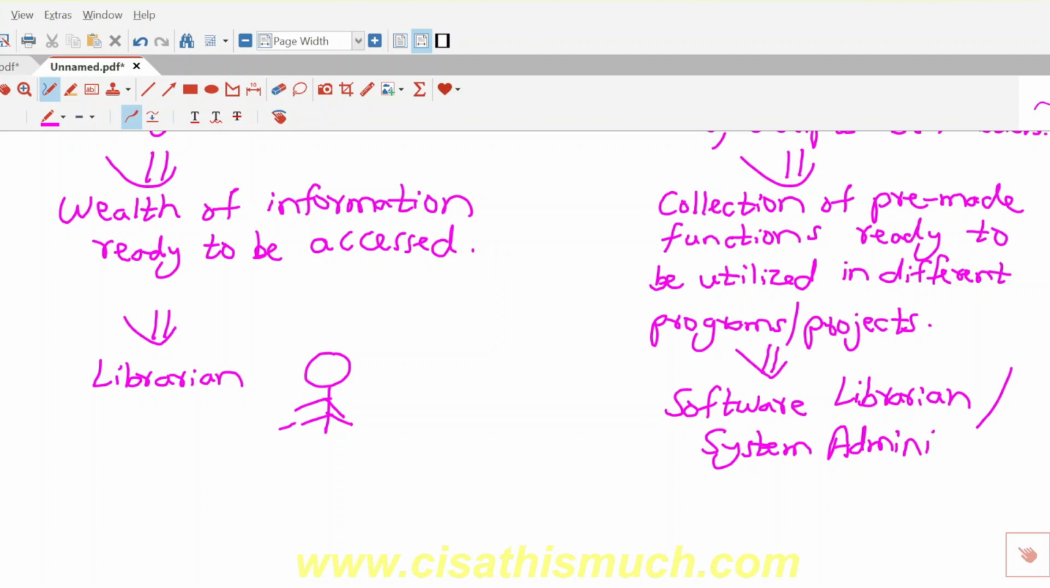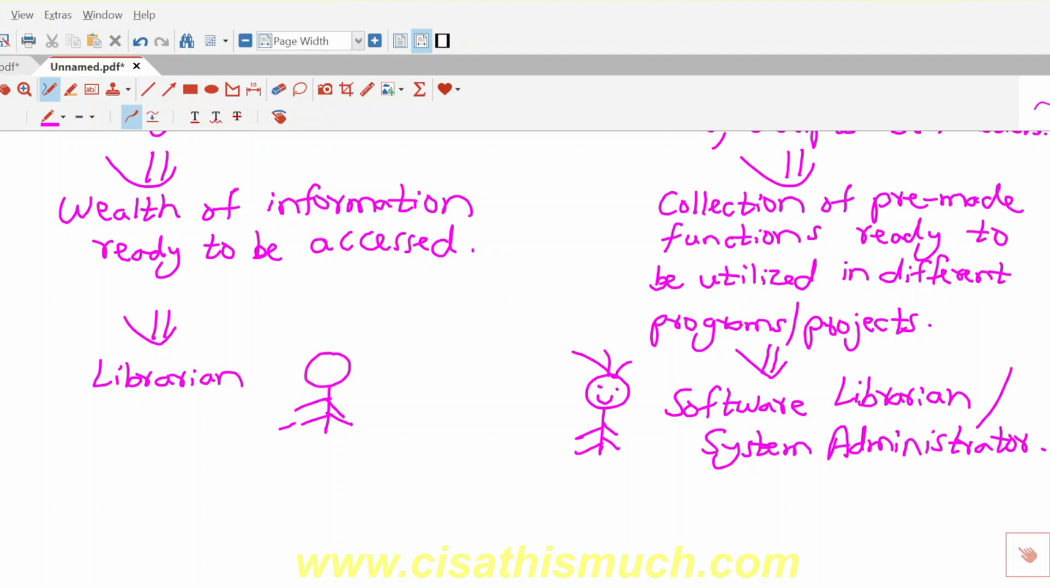It cannot be a hard and fast rule that this particular task can only be done by these particular people. It all depends upon the company. It is subjective. But normally we will call that person a software librarian or system administrator. This is the person.